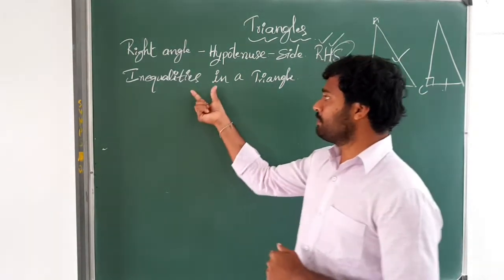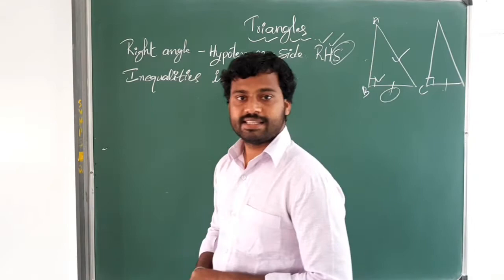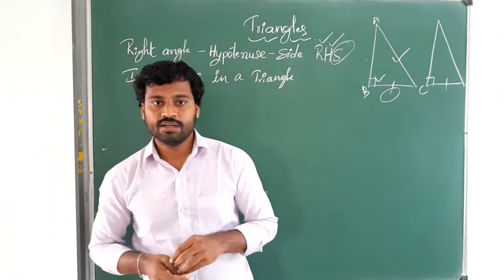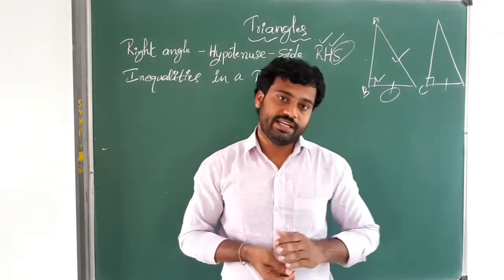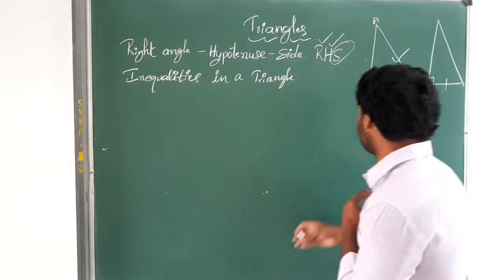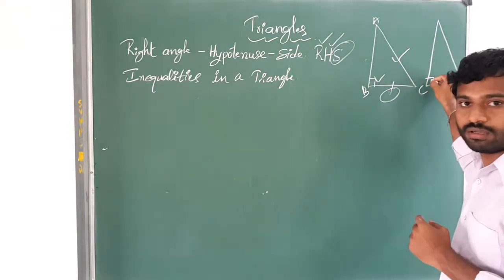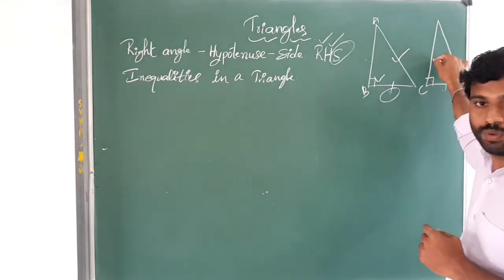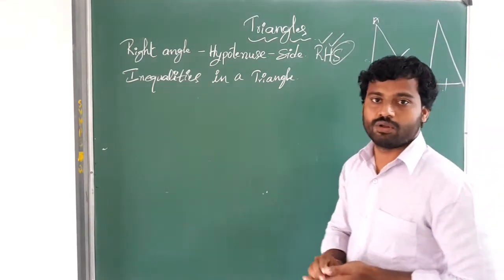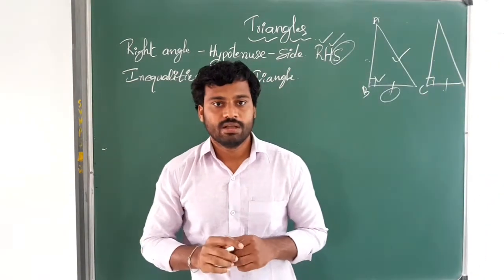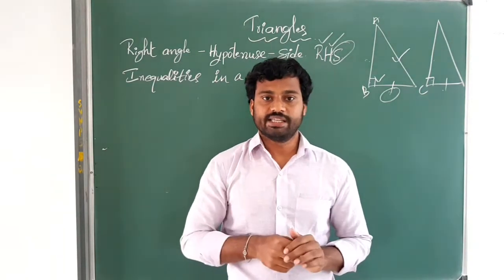So the next concept is what? Inequalities in a triangle. Have you observed or not? From the beginning of the chapter, we are learning about equalities. Suppose angle D is equal, the corresponding angle is equal. If this side is equal to this one, equal. If this angle is equal to this, corresponding angles are equal. Corresponding sides are equal. From the beginning, we are discussing only equalities.